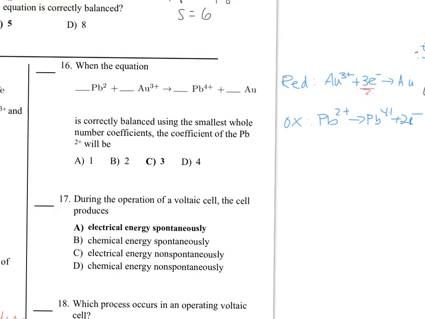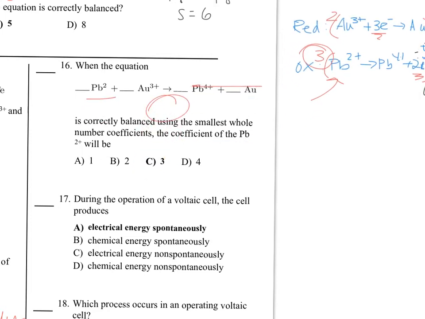We've got 3 electrons here and 2 electrons there. That means I need to do my nice multiplication through. So I'm going to multiply this side by 3 and these by 2. And so in a correctly balanced equation, the coefficient of the Pb will be, well, what did we multiply through the Pb by? 3, and 3 happens to be our answer.